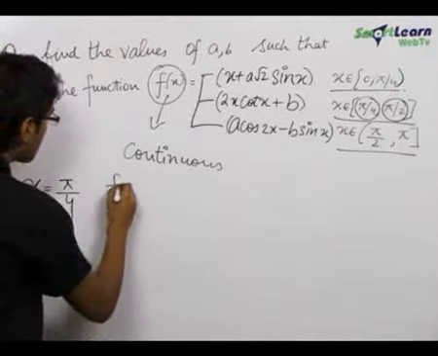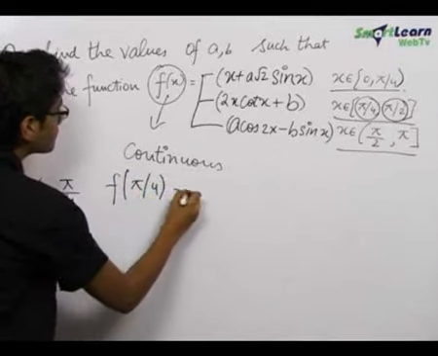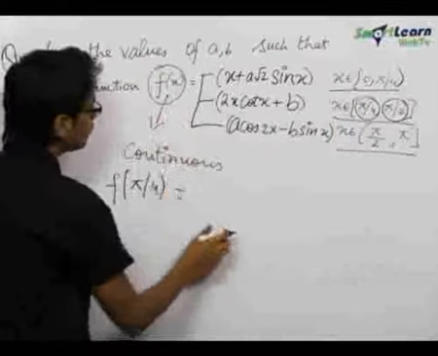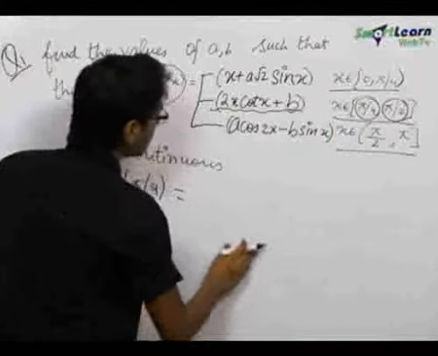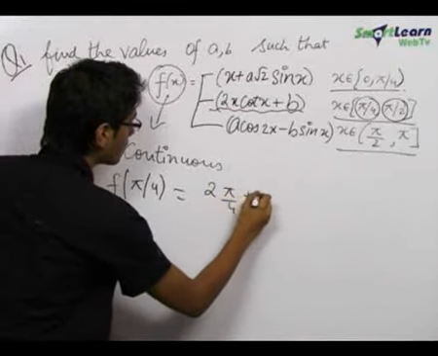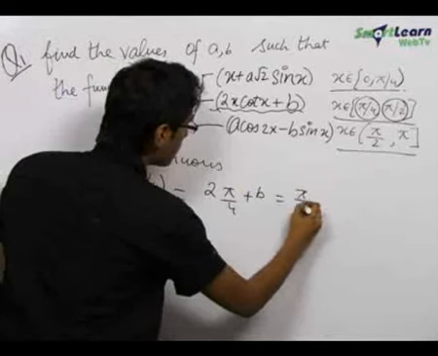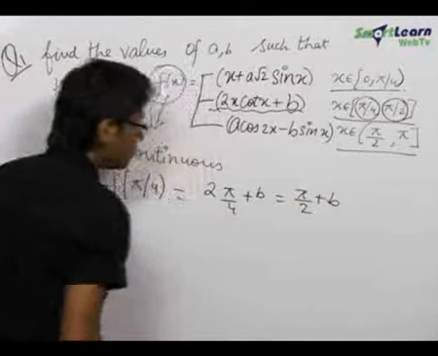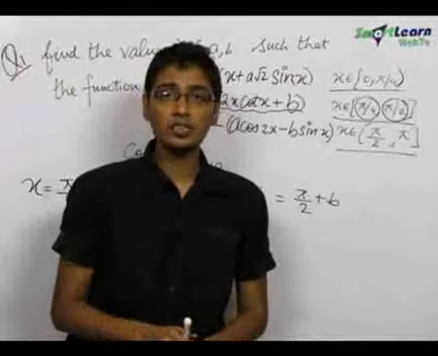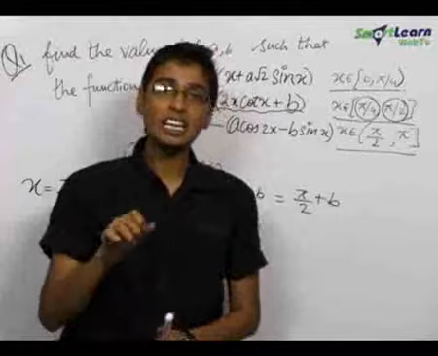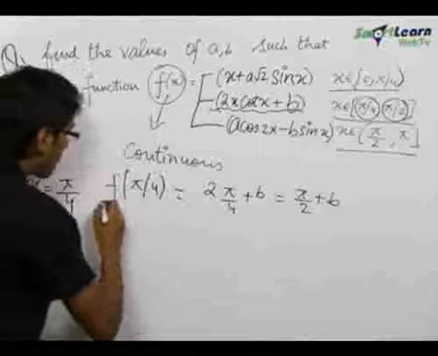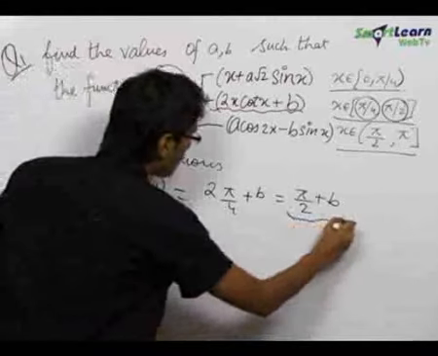we see that the value of the function at x equal to pi by 4 is, since the closed interval is at this point, so the value of f(pi by 4) will be obtained by putting x equal to pi by 4 in this equation. So we get 2 into pi by 4 plus b, which is equal to pi by 2 plus b. We know that for the continuity of any function, the left hand limit of the function at that point is equal to the right hand limit of the function at that point is equal to the value of the function at that point. We have obtained the value of the function at pi by 4 equal to pi by 2 plus b.